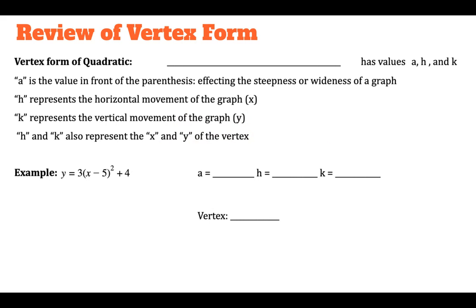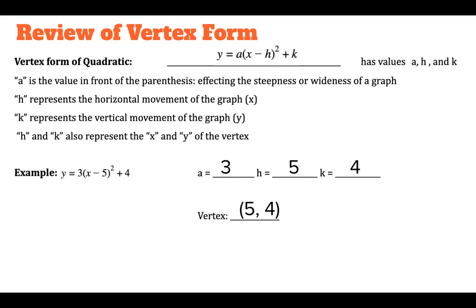So this is a note on how to graph quadratic functions in standard form. So the first thing that we have to remember is the vertex form. The vertex form is a(x - h)² + k, where the h and the k is the vertex, and that a affects how steep or how wide the graph is. So, in this example, 3(x - 5)² + 4, the a is 3, the h is 5, and the k is 4, so the vertex is (5, 4).